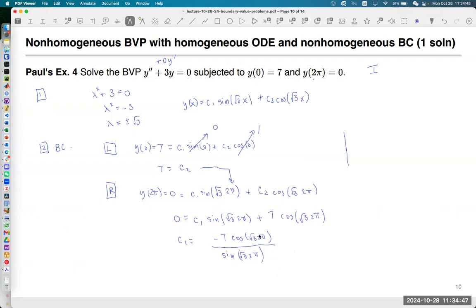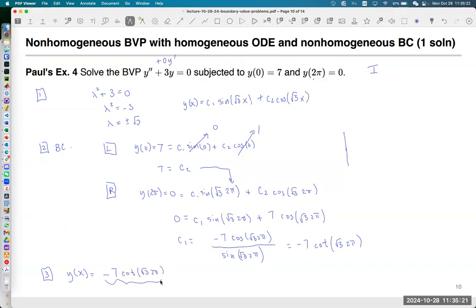And then you can further simplify this. I think this is cosine divided by sine. This is minus 7 cotangent square root of 3, 2 pi. Okay, so we have C2 is equal to some constant, and then C1 is equal to some really complicated constant. But they are all constants, so we can substitute them back. So 3, we have y of x is equal to C1, which is this whole thing, minus 7 cotangent square root of 3, 2 pi.